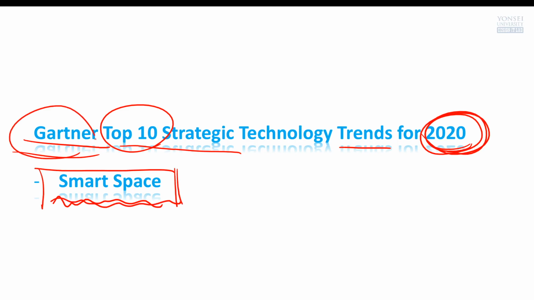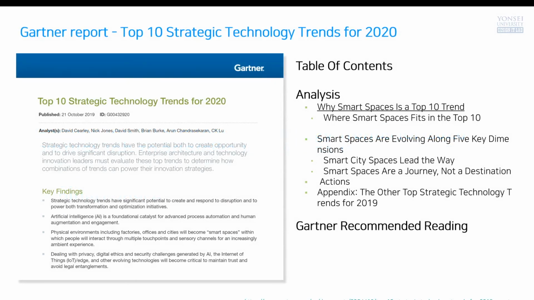You may know what Gartner Group is and what they do. They are a very, very intelligent organization. I'm not sure what their main function or role is, but at least I know that their predictions and reports are really reliable and we can trust them. Anyway, my point is that one of their top 10 strategic technology trends is smart space. So some details are here. You can download from this website. Why is smart space a top 10 trend?